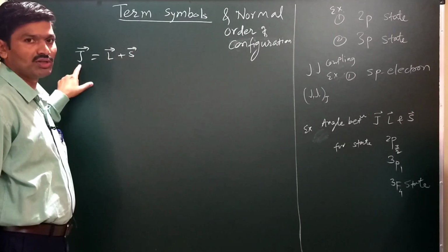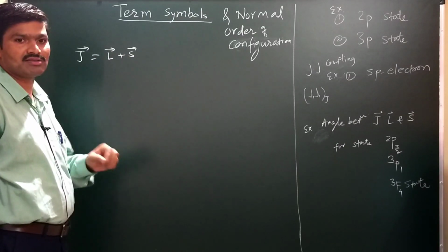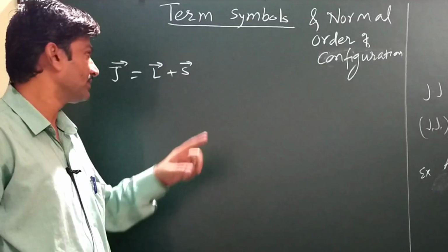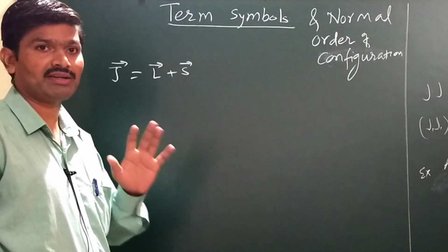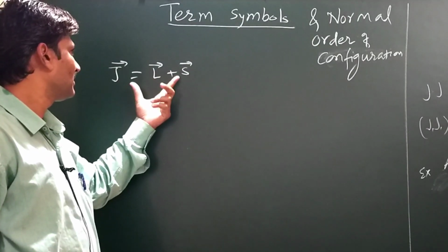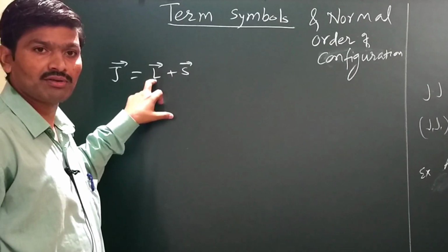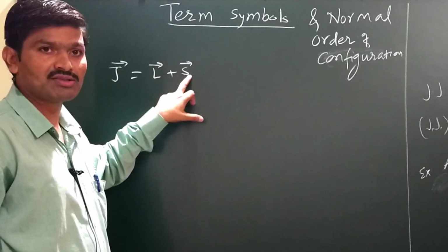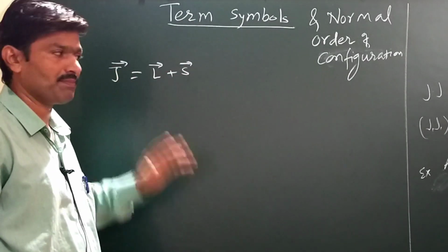J is the total angular momentum of the atom, L is the total orbital angular momentum of the electrons, and S is the spin angular momentum of the electrons. So there are two couplings. The total L of the electrons and the total S of the electrons form the total angular momentum J.